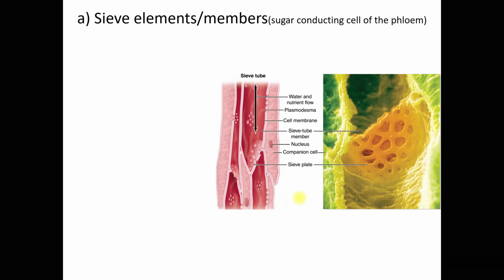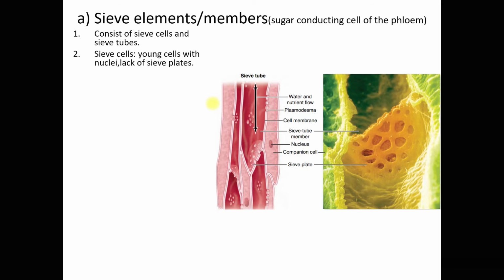Right, now sieve elements or sieve tube members. These are sugar conductors, cells of the phloem, right? So if you look here, this sieve element or sieve member consists of sieve cells and sieve tubes. If you refer to the diagram here, this is the sieve tube. Sieve cells are not found here, right? Not found here.